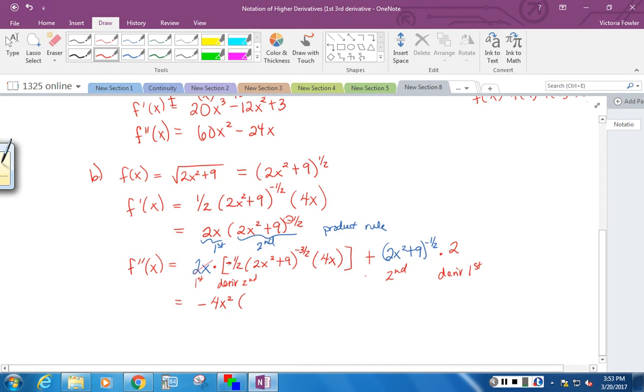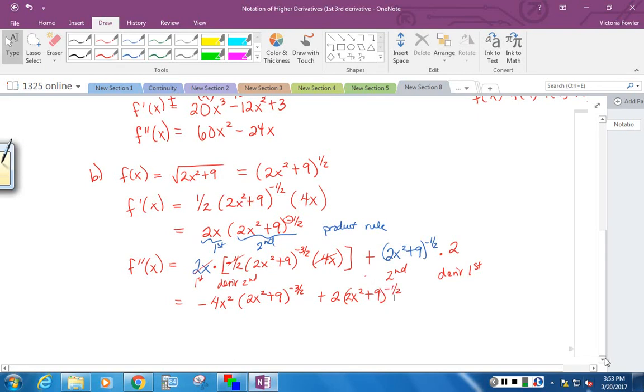Okay, so I've done this. And then I'm going to have that quantity, which I can't multiply into. This is under a radical. And then over here, I'm going to have plus 2 times the quantity 2x squared plus 9 raised to the negative 1/2.